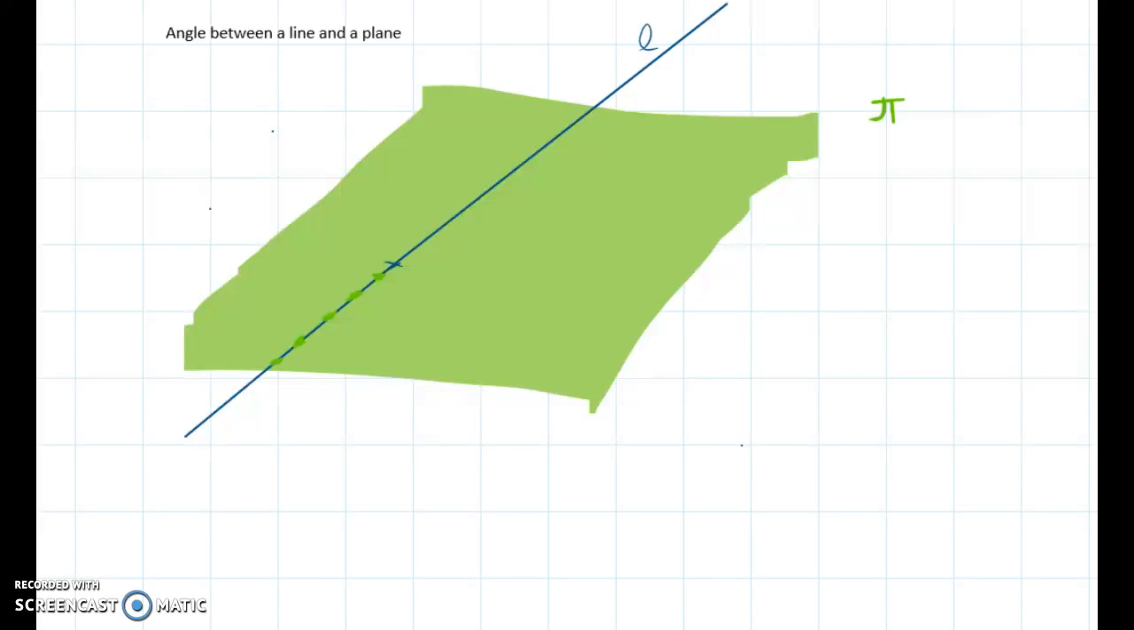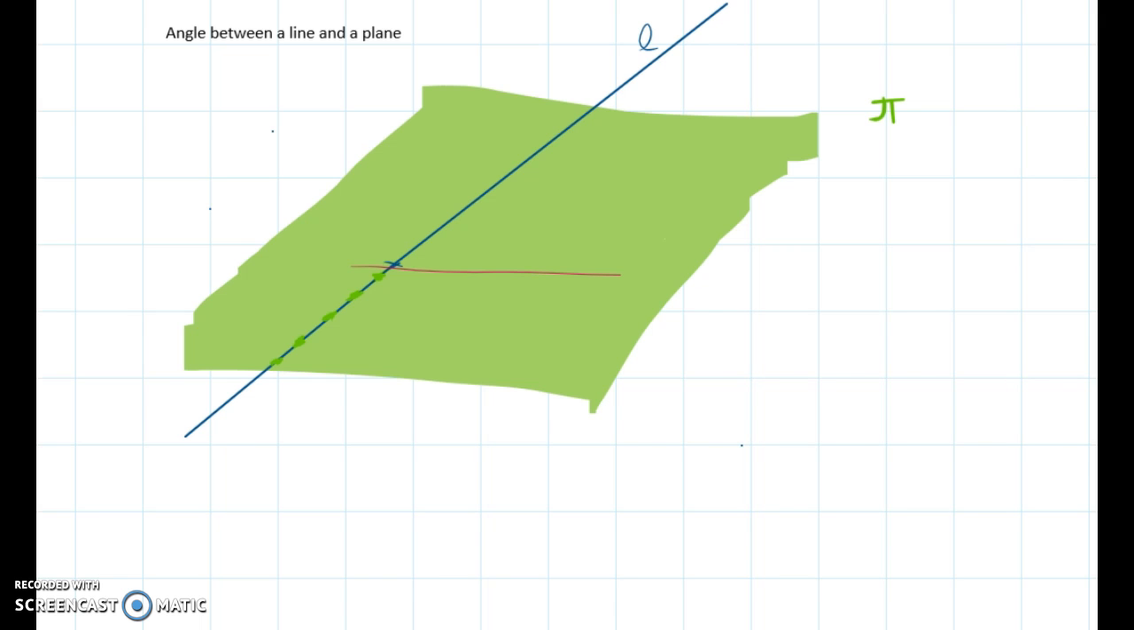Now we are going to see how to find the angle between a plane and a line. Here we have a green plane pi and a blue line L, and we are trying to find the angle between them. Basically, what we consider the angle between a line and a plane is if we take the projection of the line on the plane.